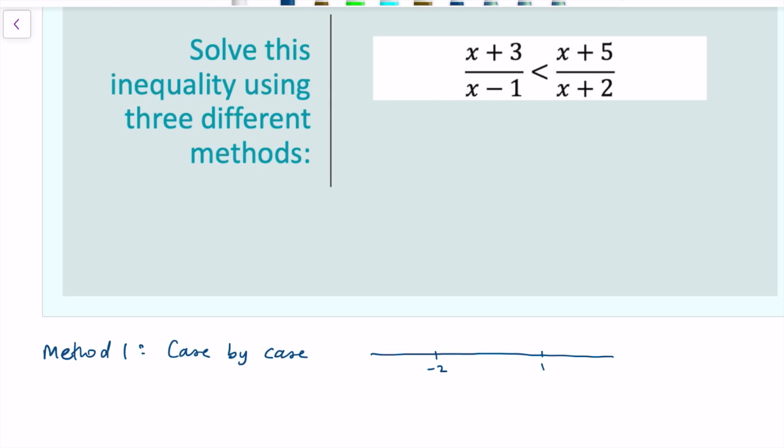Of course minus 2 is not possible as an x value because it's going to make the expression undefined. That right-hand quantity will be divided by 0. And same with 1. So those are holes on our number line. But then we need to choose x values in the other three sections of this line. So we could say case 1.